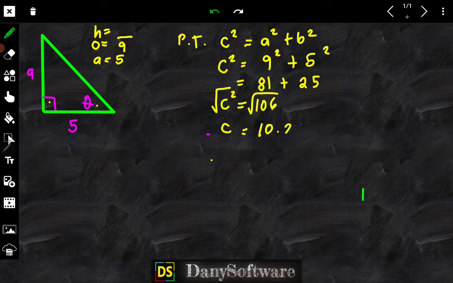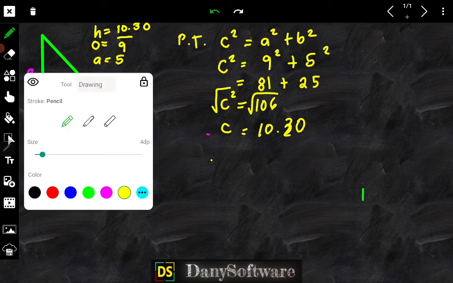So, you can use calculator. Okay? So, actually, it's 10.30. If you round it off, becomes 10.30. Okay? Now, so meron na tayong hypotenuse. Our hypotenuse is 10.30. Okay, madali na to. So, mag-SOH na tayo.